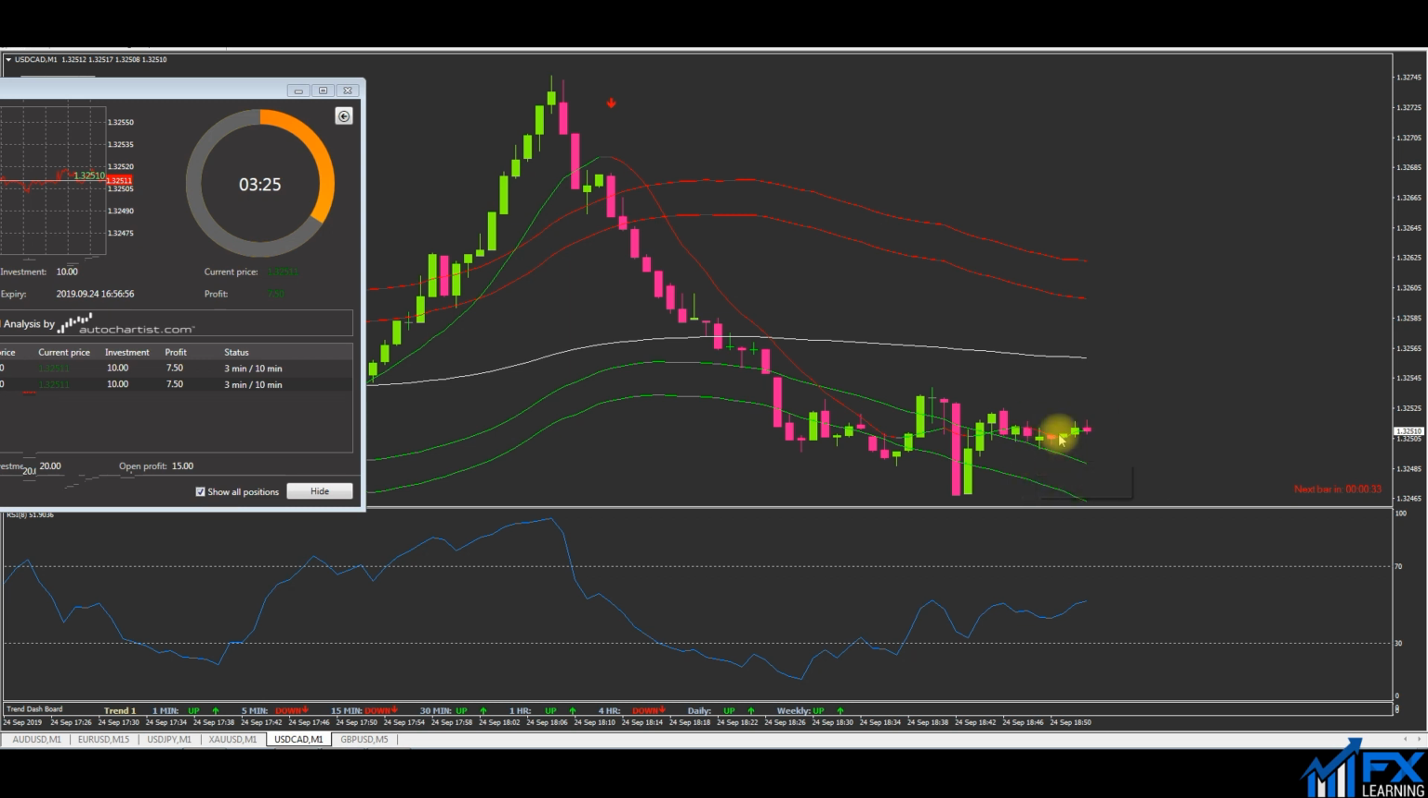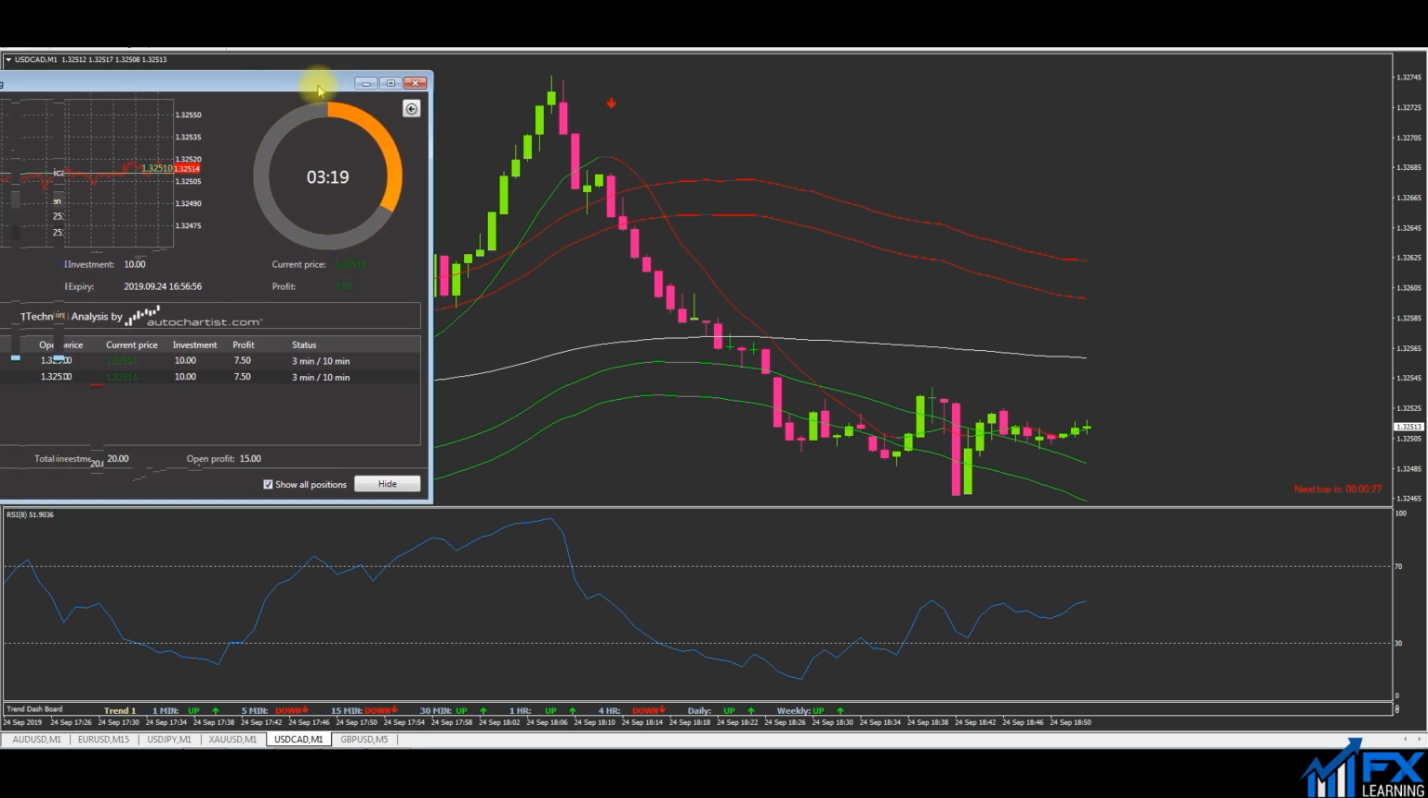So as you can see, price is still fighting. Like I said, it might be a little bit risky that I took this trade, but I really want to do some live trading for you. So I'll update you very soon in 3 minutes time.